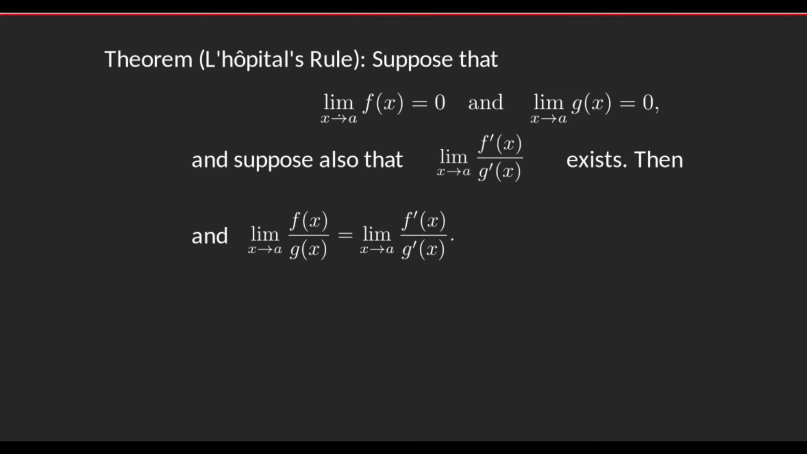So what it says is we have two functions f and g such that the limit when x tends to a of f and of g is equal to 0.